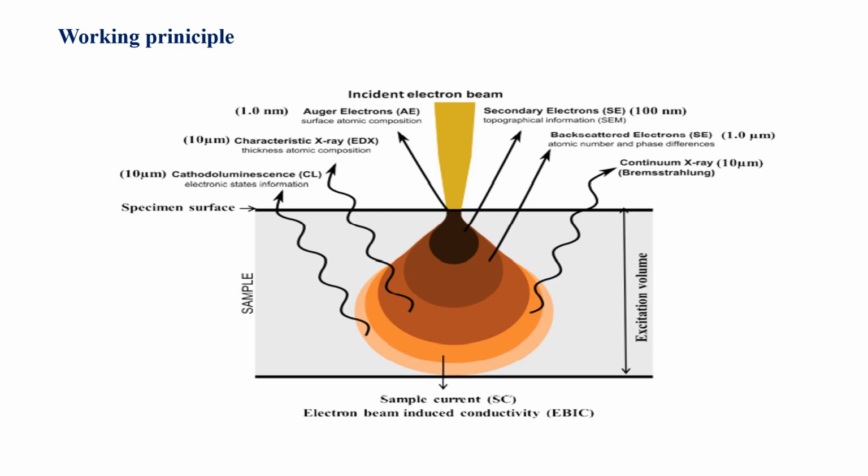Here is how SEM actually works. The electron gun fires a beam of electrons at the sample. This beam is focused down to a tiny point by lenses and it scans the sample surface line by line. When the electrons hit the sample, different types of signals bounce back like secondary electrons, backscattered electrons, and X-rays. The SEM detectors collect the signals and then turn them into a digital image which we can see on a computer screen.